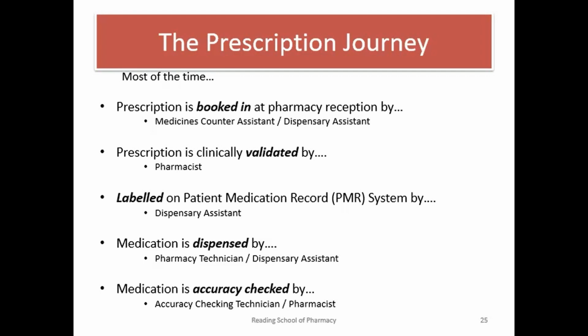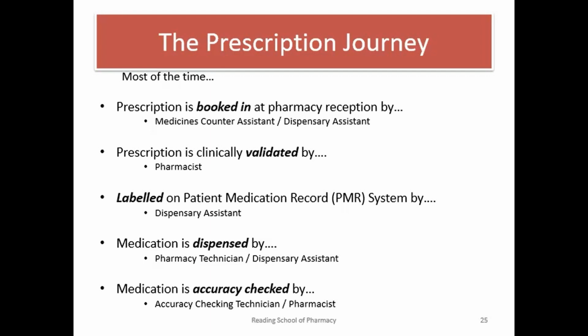Thereafter, the prescription would then be labelled on the patient medication record, and that can be done by someone like the dispensary assistant. It could be the pharmacy technicians, it could be the pharmacist, but normally there's a dispensary assistant who would help with the labelling of the prescription. The medication then can be dispensed by a pharmacy technician or a dispensary assistant, and even pharmacists can dispense medicines. So when I'm working as a locum pharmacist, sometimes it's just me. I have to legally and clinically validate the prescription. I will then label the prescription and the items, and then I will go ahead and dispense that medication.